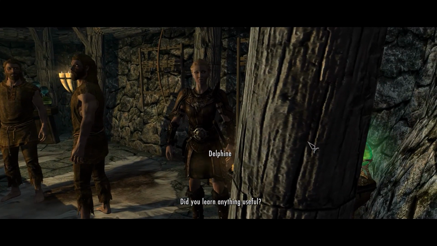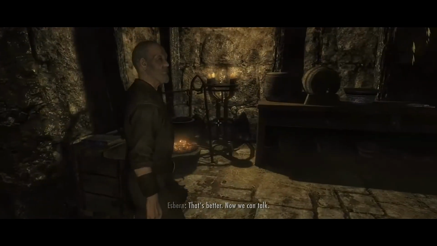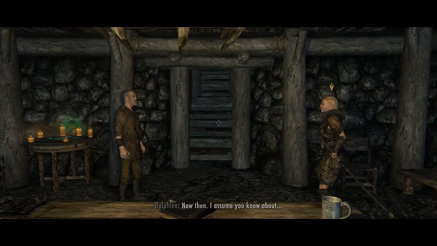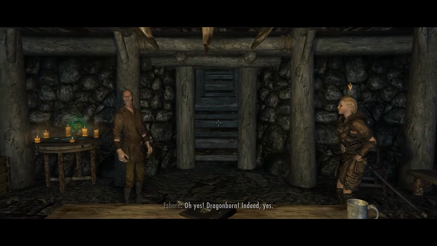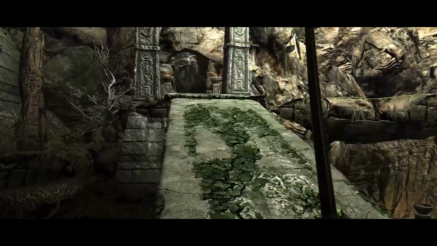We lead our new comrades to Delphin, and from there we travel to Riften to rescue Esbern. We find Esbern and reunite with Delphin. He tells us the location of the ancient wall. Together, we find the Temple of Blades and retake it from the Naked Man.